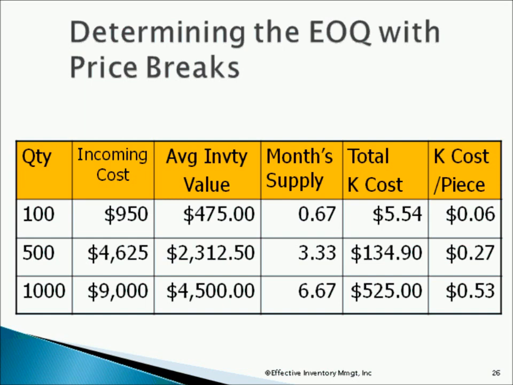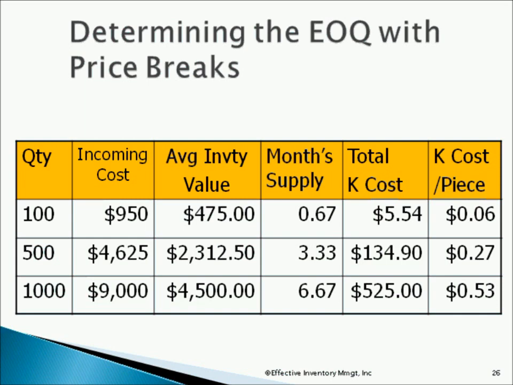I am going to take that average inventory value times the month supply of inventory I'm buying, or we could express it as day supply. Here I'm expressing it as month supply. If I'm selling 150 per month, 100 pieces is 2/3, or 0.67, of a month's supply. 500 pieces, if my demand is 150 pieces per month, is 3 1/3 month supply. 1,000 pieces is 6 2/3 month supply.